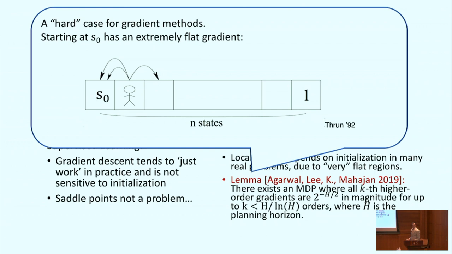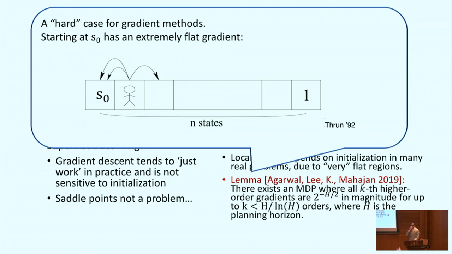If you have the right policy, you're just going to go right and pick up the reward. But if you start with a random policy because you don't know what the right policy is, two actions are taking you to the left and one to the right. So at best exponential, but if you're deterministic, I could make the MDP get zero reward.